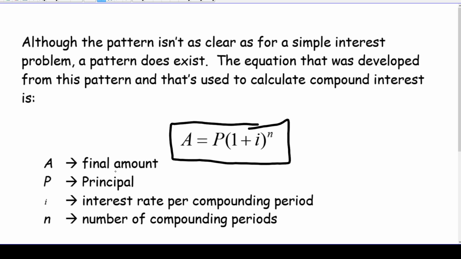So these are the variables in the equation. You'll notice that A and P are the exact same as they were in the simple interest formula. There is a difference with I and N. Now, the first thing I want you to notice here is that I is not a capital I. Lowercase i is interest rate per compounding period. And I'm going to explain that. I started to explain it a little bit earlier. I'm going to explain it a little bit more later on as well. N is the number of compounding periods. So how many times are you getting paid interest over the life of the investment?